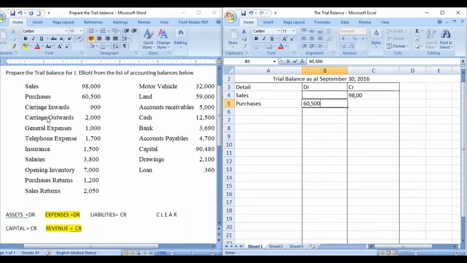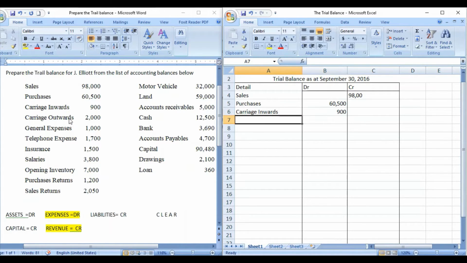60,500. Carriage inwards. Carriage inwards refers to the expense borne by the business to carry goods into the business. So the expense that the business bears to carry whatever is bought into the business. We know that is an expense, and we have established that expenses carry a debit balance. So we're going to put in that information. We have our carriage inwards, and it's an expense, so we will debit our trial balance with 900.